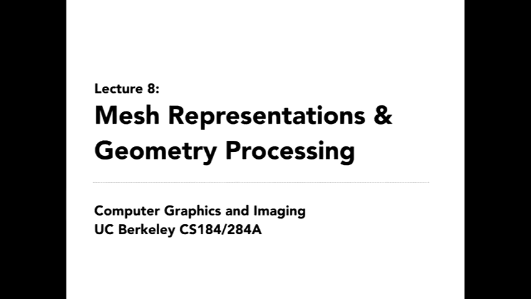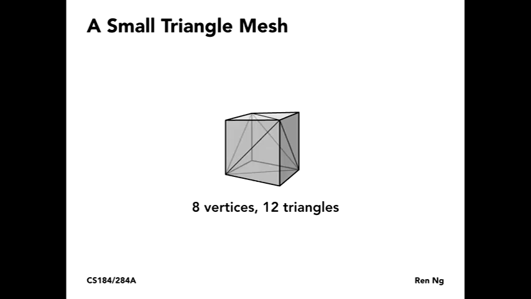Okay, let's talk about meshes. We'll start talking about mesh representations and geometry processing, which will take us into next week. Let's start with a simple triangle mesh, very similar to stuff we've looked at. Here's a small triangle mesh composed of 8 vertices and 12 triangles: 6 faces, divided into 2 triangles each, so 12 triangles.